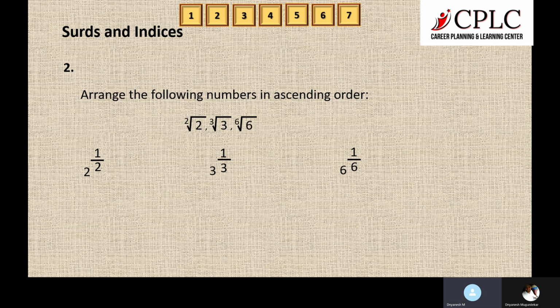Now, obviously, there is no way you can find out the fractional powers. So what you'll do is convert them to proper powers. And to convert them to proper powers, what you will have to do is take the LCM. When you take the LCM, for 2, 3, 6, the LCM is 6. So let's make every number raised to 6.